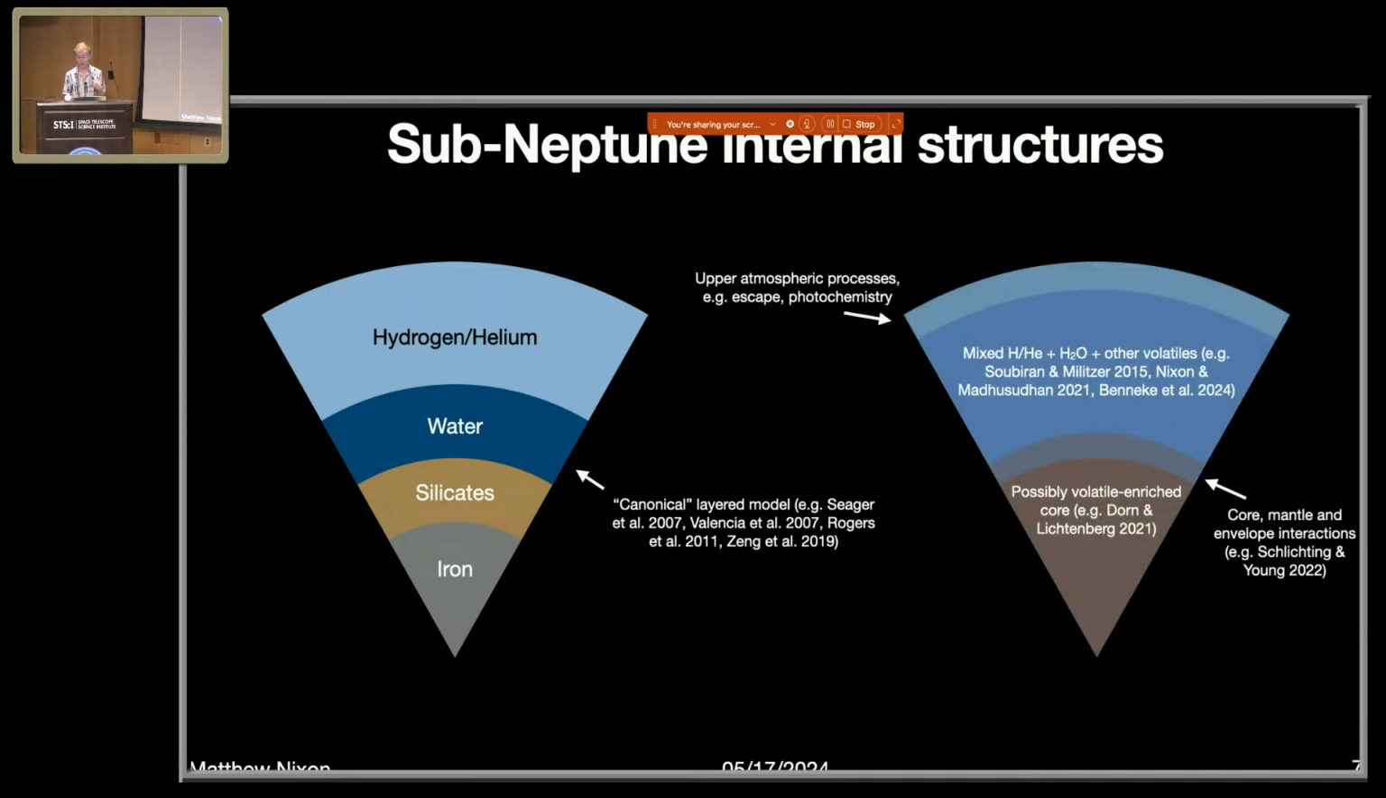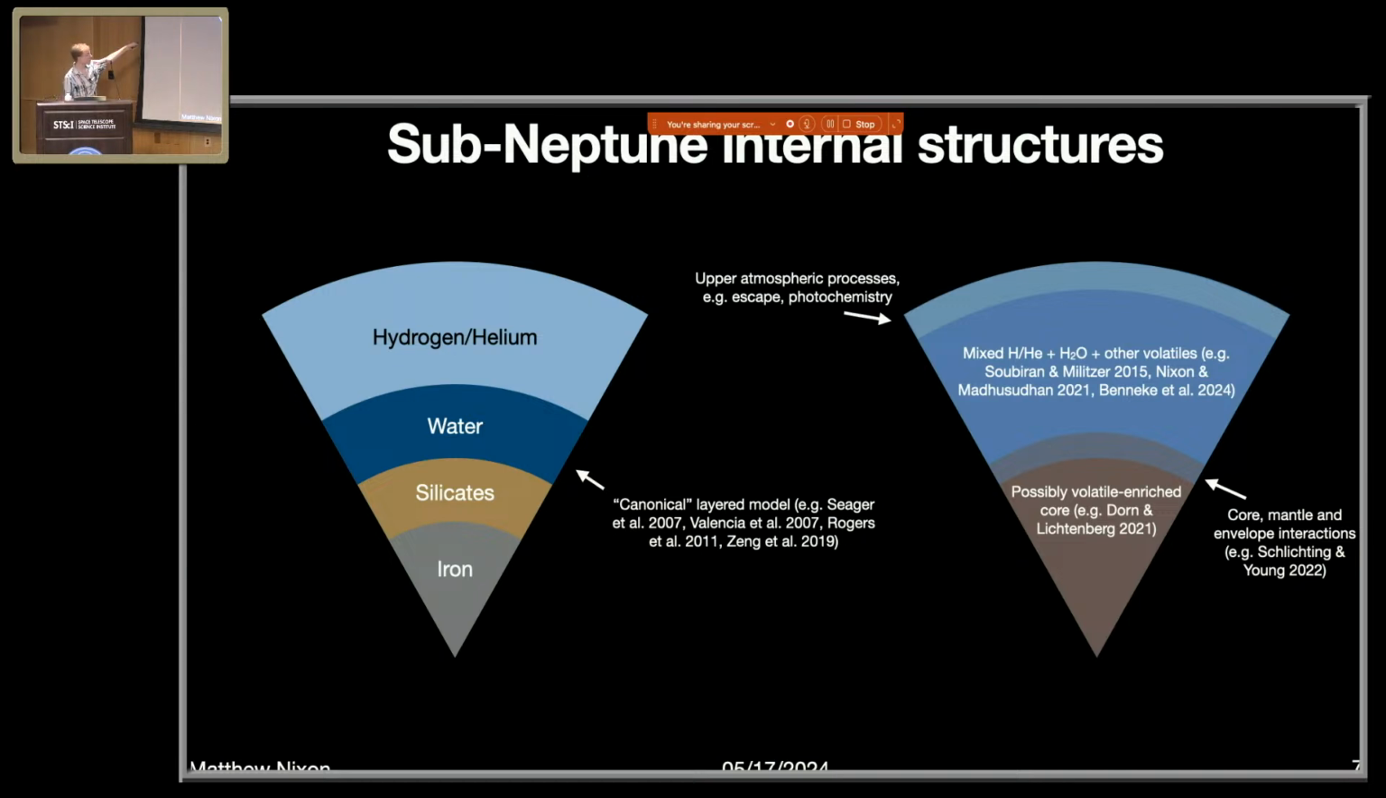In fact, there are lots of different processes going on in the interior of the planet that might change this kind of picture. I've listed some of them here, including interactions between the core and the mantle and the envelope. And also, very important for this planet, at higher temperatures, we expect to see, rather than this distinct water layer with hydrogen and helium on top, it's much more likely that hydrogen, helium, and water are going to be miscible alongside any other volatiles present in the atmosphere.